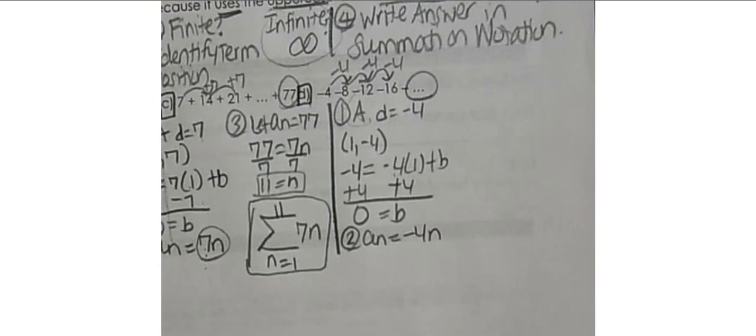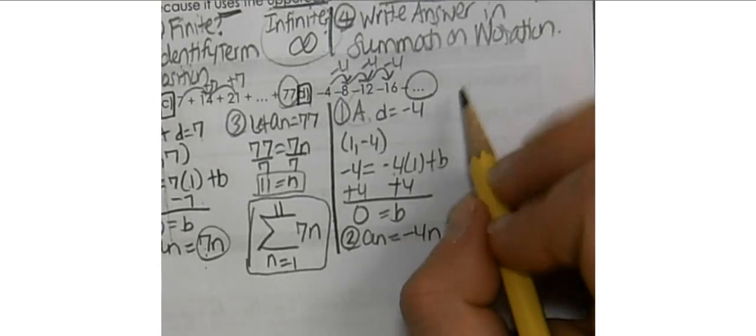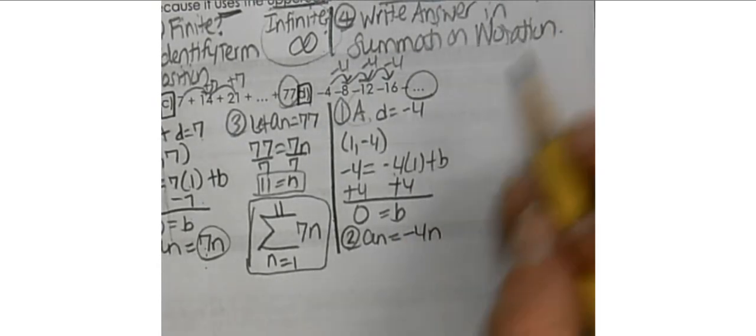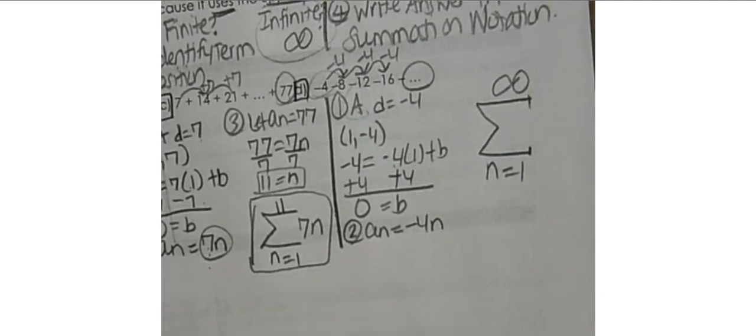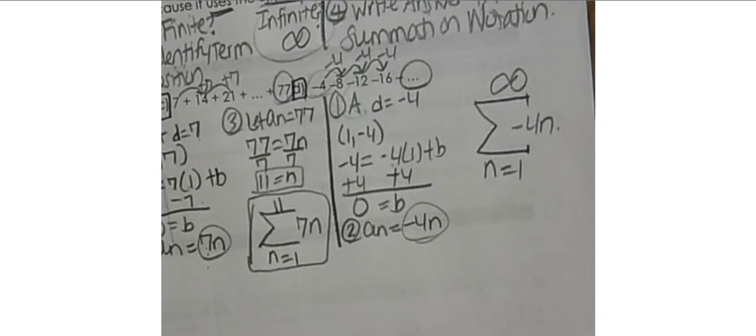Now, since this is infinite, we know that it's infinite because it ends with a ..., that means I'm going to end up with an infinity symbol on the top. So I can just go straight to writing my summation notation. So I'm going to write n is equal to 1 because I'm starting with the first term. We assume that -4 is the first term. It's going to end at the infinite term. We don't have an ending point. And we're going to use the rule -4n. And that is our answer.